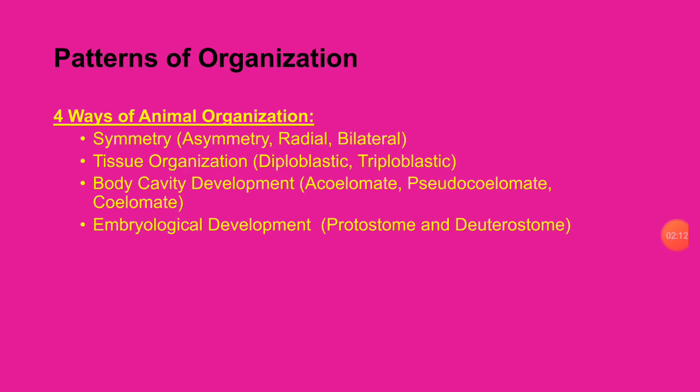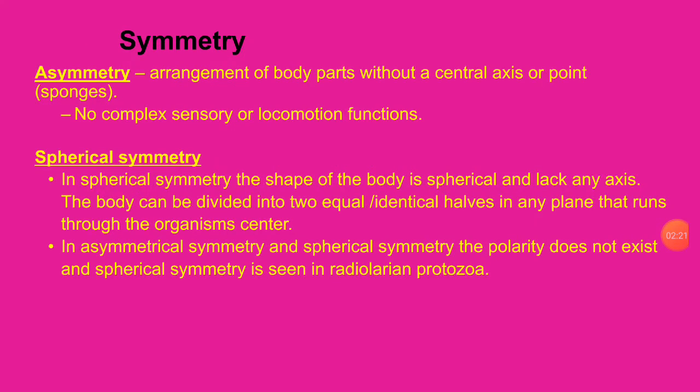In the last video, you have already studied tissue organization, body cavity development and embryological development. Today you are going to study symmetry. First type is asymmetry. In asymmetry, there is an arrangement of body parts without a central axis or point. Examples of such animals are sponges or some cnidarians. Here, they don't possess any complex sensory organs and locomotory functions are absent.